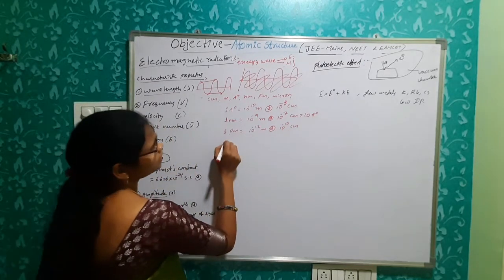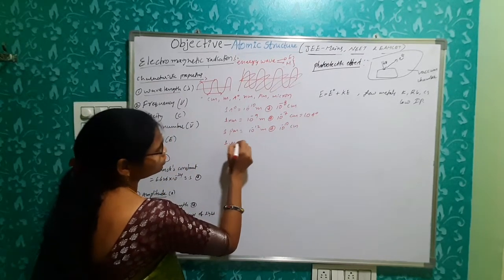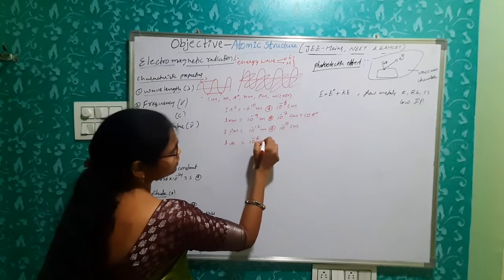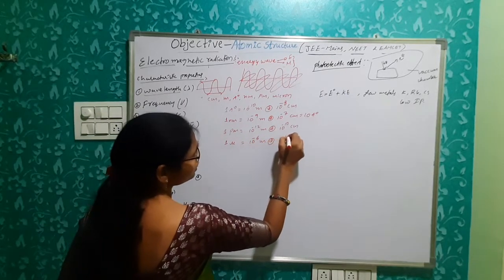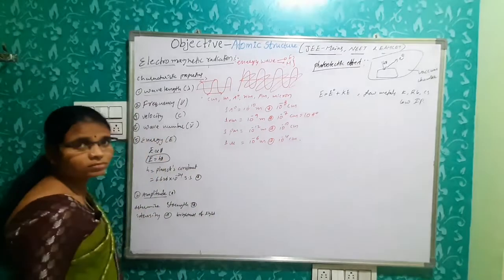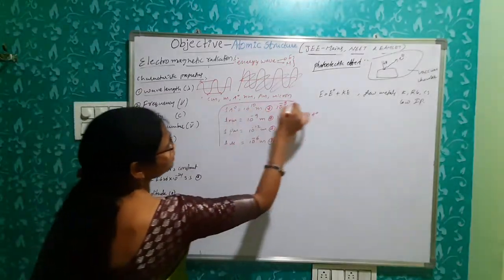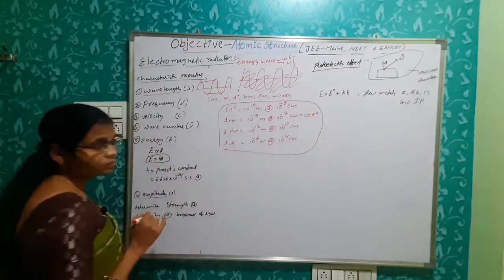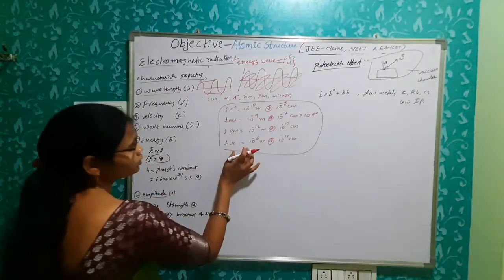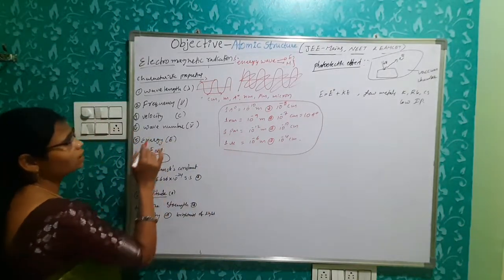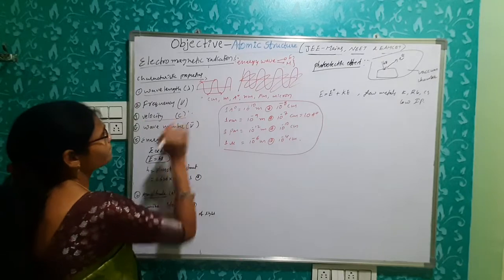Okay. So then next 1 micron is equal to 10 power minus 6 meters or 10 power minus 4 centimeters. Clear? So remember this table. Okay. So it is very useful to our calculations. Okay. So the next, frequency.